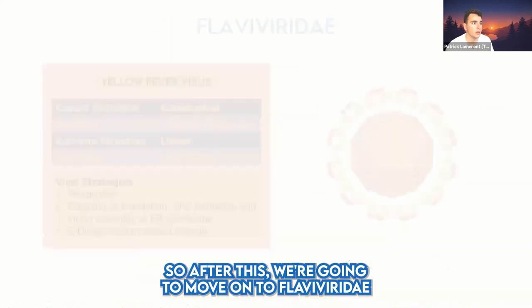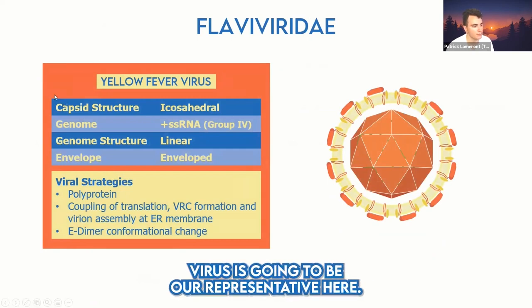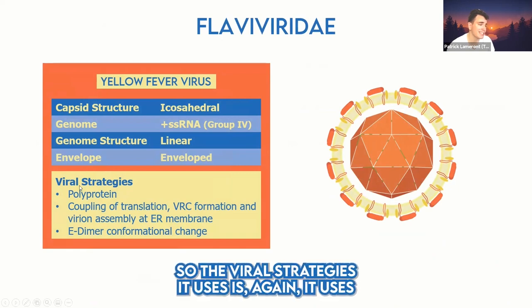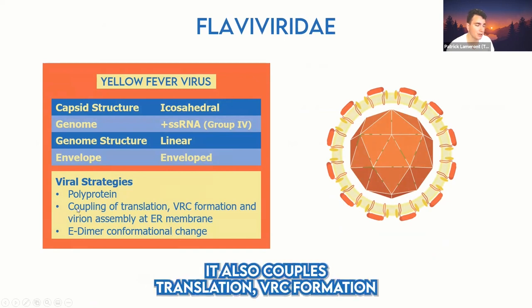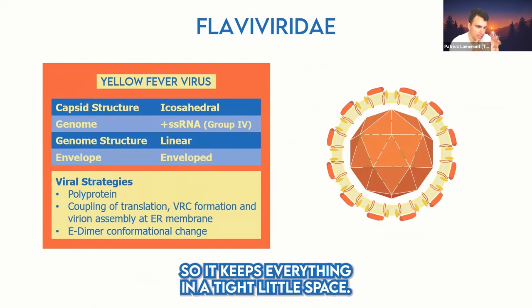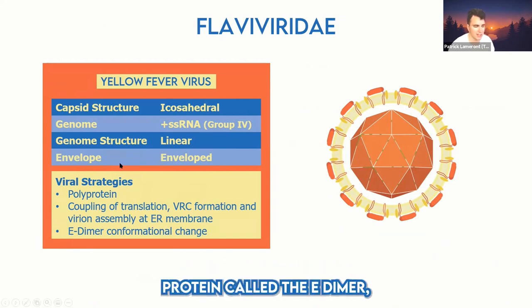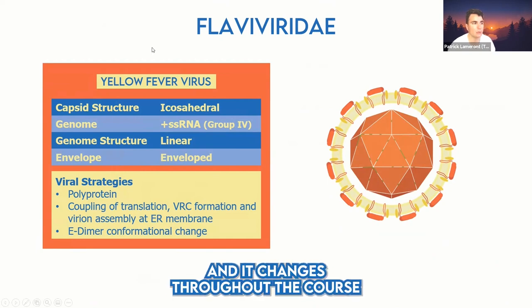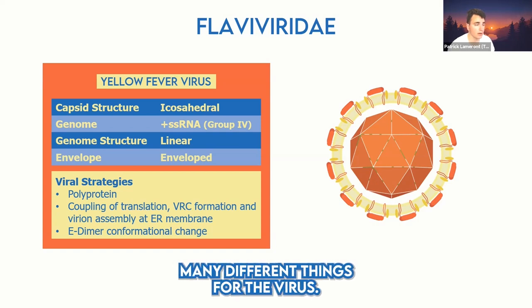So after this, we're going to move on to Flaviviridae, and this is one of the earliest human viruses that we know of. The yellow fever virus is going to be our representative here. The viral strategies it uses is, again, it uses the polyprotein that it cleaves to make functional proteins. It also couples translation, VRC formation, and assembly at the ER membrane. So it keeps everything in a tight little space, so everything is done very efficiently. And then it also has a really interesting protein called the E dimer, and it changes throughout the course of the replication cycle to accomplish many different things for the virus. So we're going to go over that.